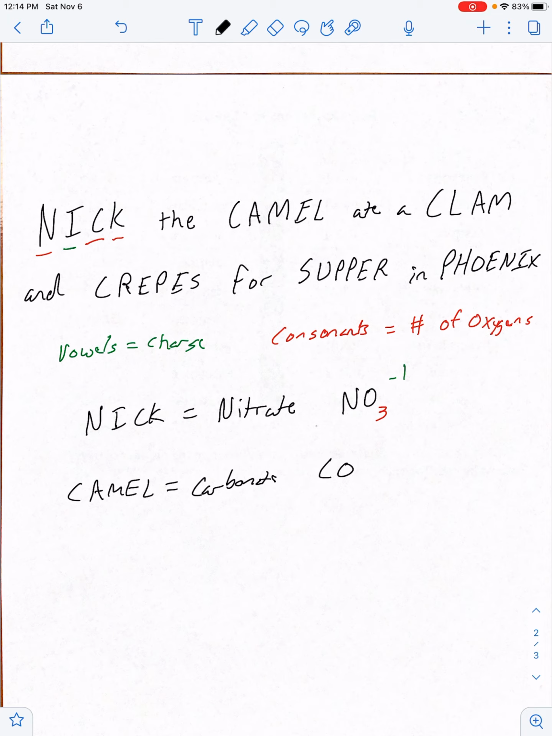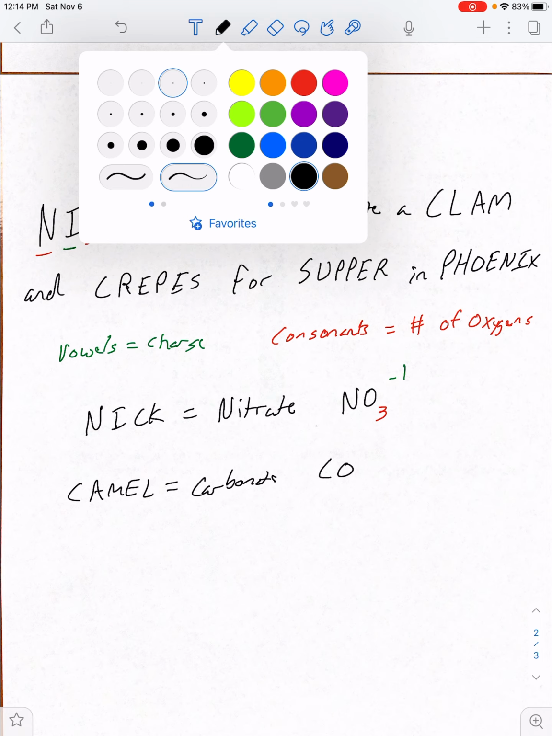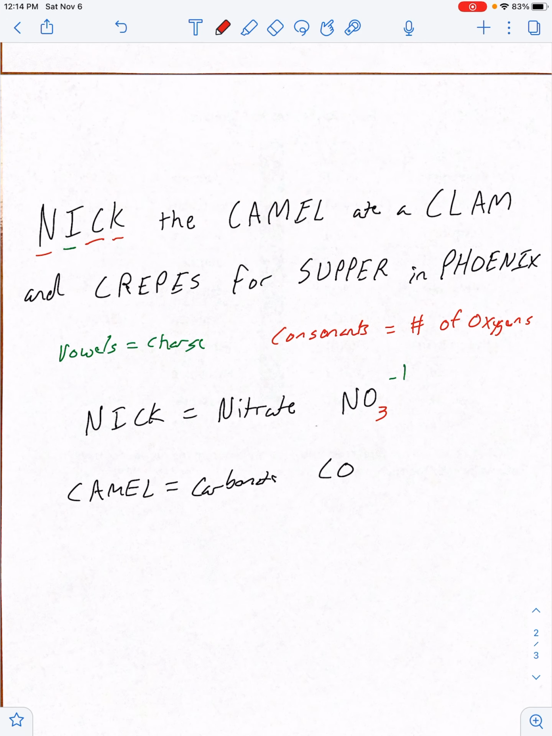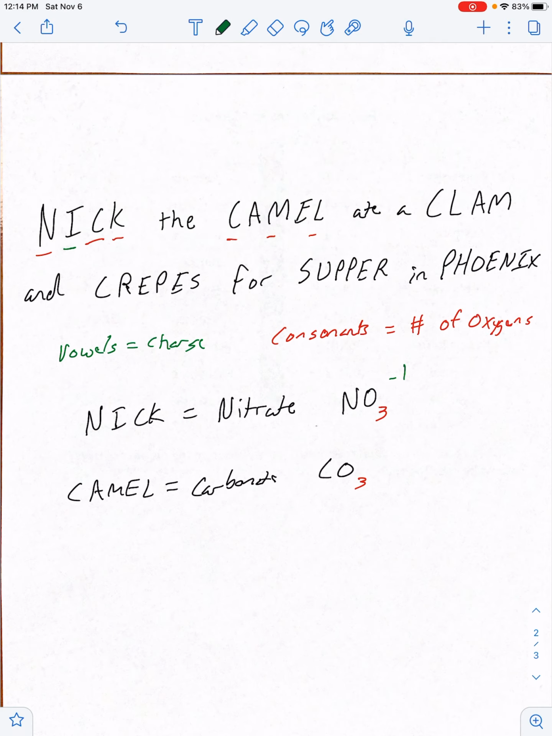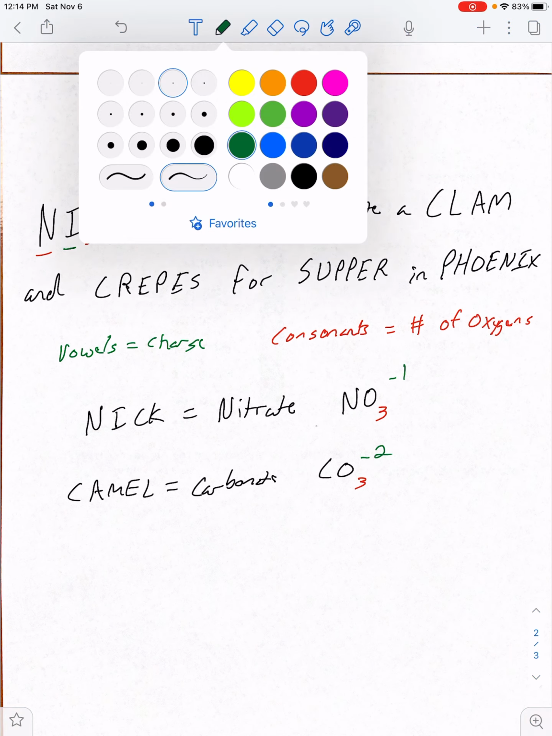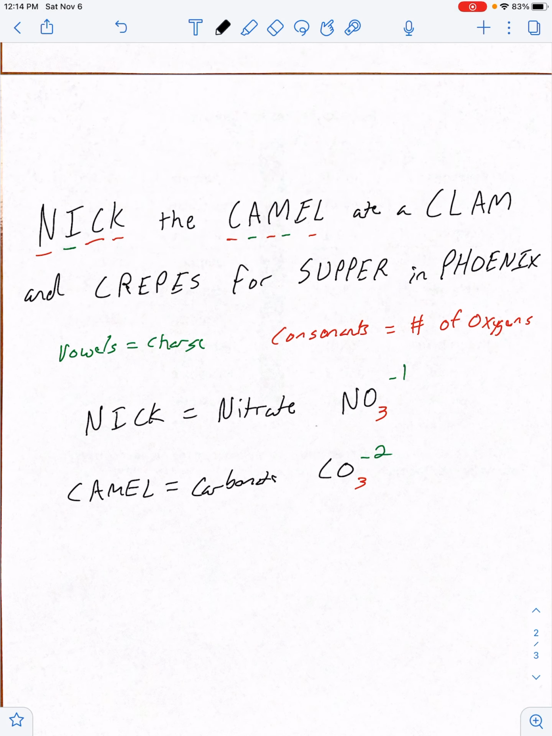Say carbon and oxygen. Okay, so I'm going to switch my colors again. So I'm going to look at my consonants. I have 1, 2, 3 consonants, so that is 3 oxygens. And I'm going to switch back to my green. Okay, and I have 1, 2 vowels, so that is going to be a -2 charge. Okay, now we're going to look at clam. So I'm going to write down clam.